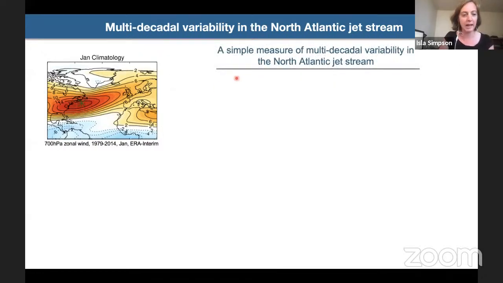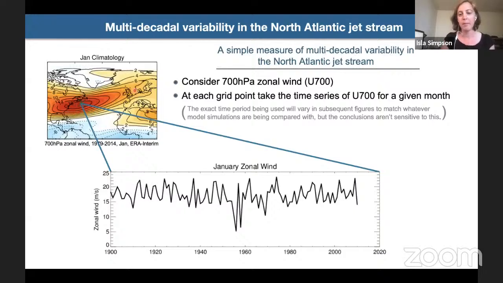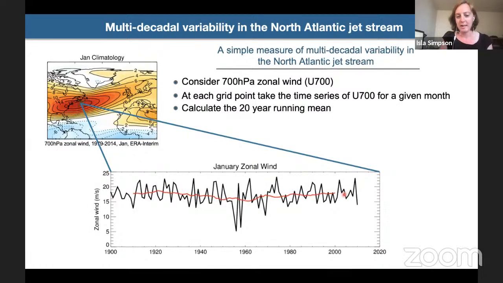So I'm just going to take 700 hectopascal zonal wind over this North Atlantic domain. And at each grid point, take the time series for a given month or a given seasonal average. So if we're looking at January, just string all the Januaries together in the record, and then calculate the 20-year running mean of that time series, and then calculate its standard deviation.